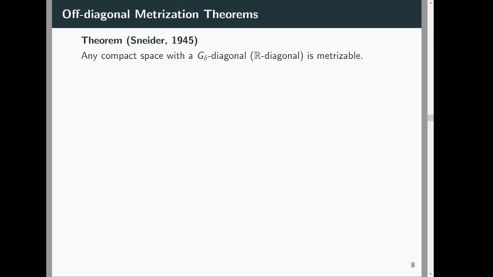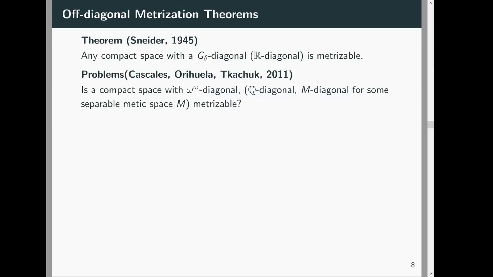So let's see the starting point of this line of research. It starts from: any compact space with a G delta diagonal is metrizable. If X is compact, G delta diagonal is equivalent to having an R diagonal, because in a compact space every closed set is compact. And there's a problem raised by mathematicians: if you have an R diagonal, what about irrationals or rationals or any separable metric space?